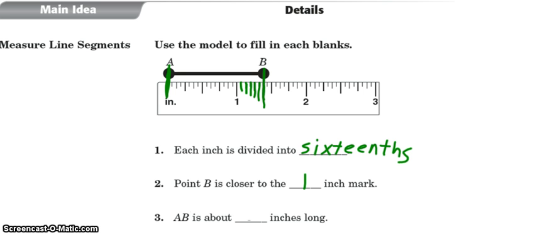So AB is 1 6/16. But of course, whenever we have a fraction, we could always reduce it. So this right here will equal 1 3/8. The distance from A to B is 1 3/8 inches long.